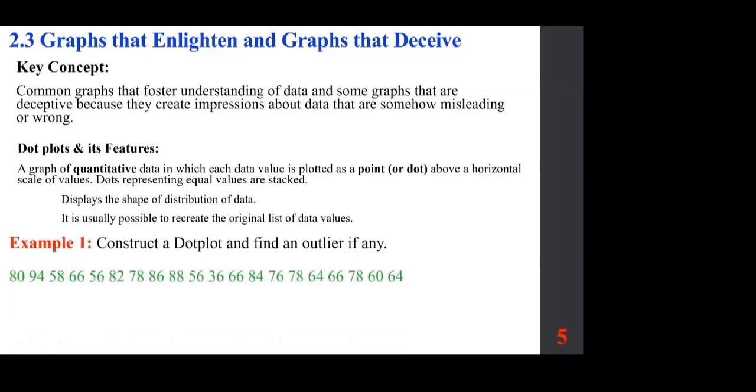So here's a simple example. We want to construct a dot plot and find an outlier, if any. The idea behind the dot plot is very simple, class. I want to make sure we understand what's happening. At the top here, you just come up with a line. You can call it a number line.